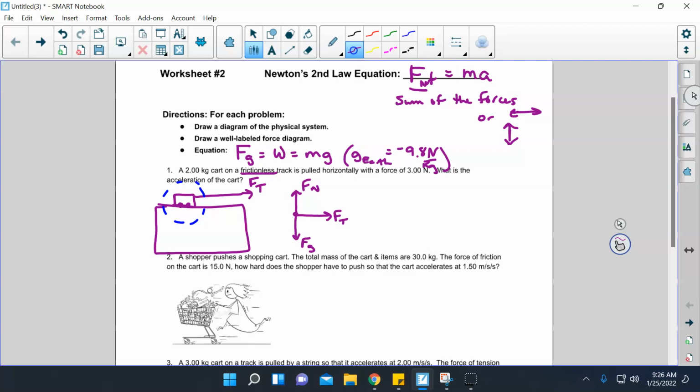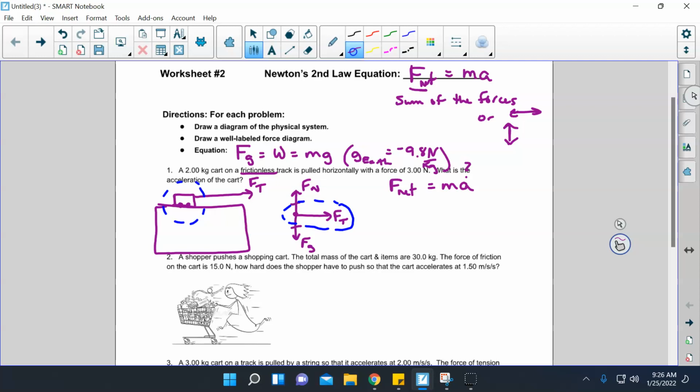Now, of these forces, I need to look at them horizontally and vertically. Vertically, this cart is moving along the table. These two forces are congruent, normal and gravity, so I don't have to deal with those. The force that I'm really looking at here that's causing the acceleration is this force tension. So I could set up my problem and go, hey, force net equals the mass of the cart times the acceleration. And that's what I want to solve for. What is the acceleration of the cart?